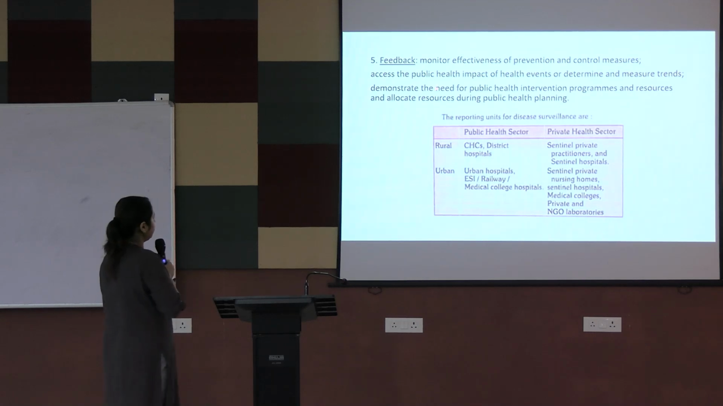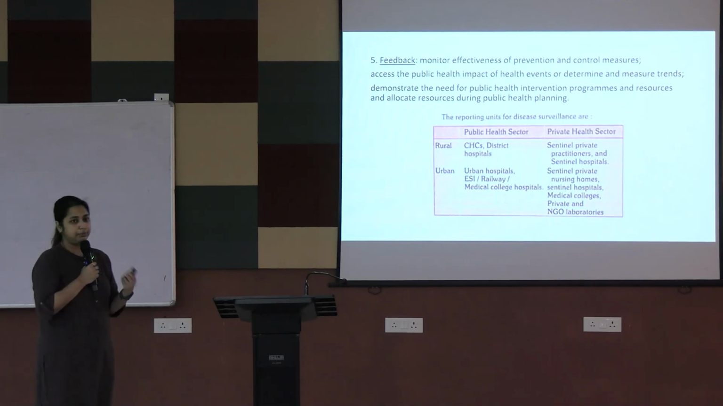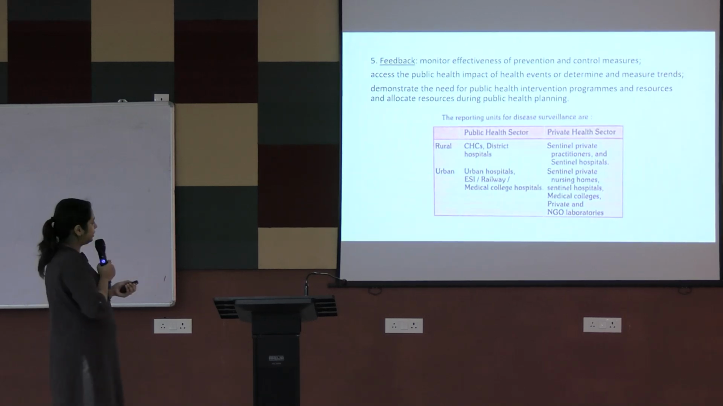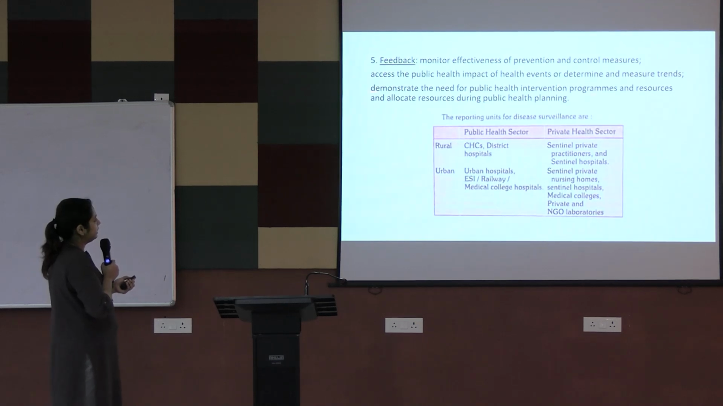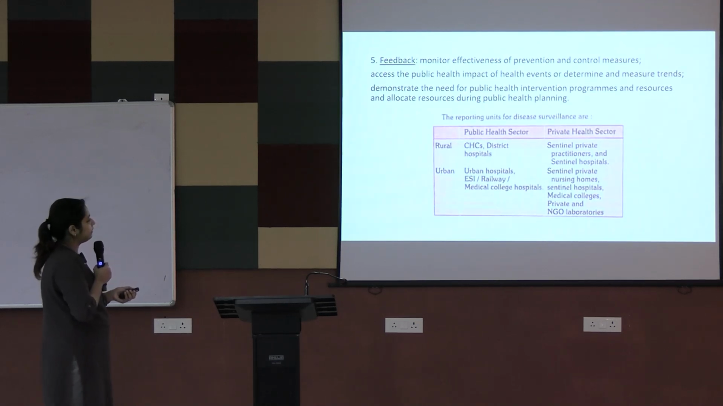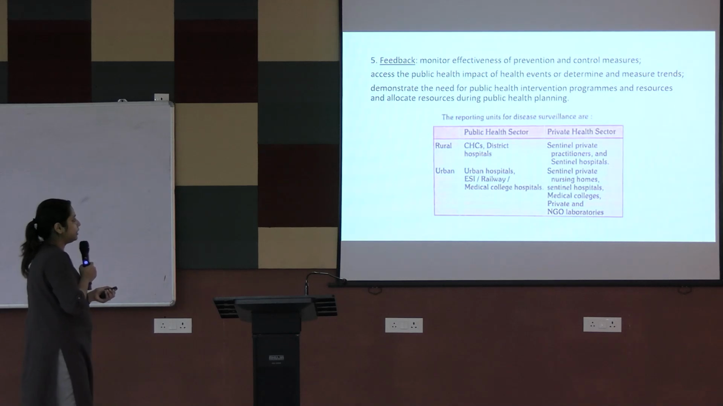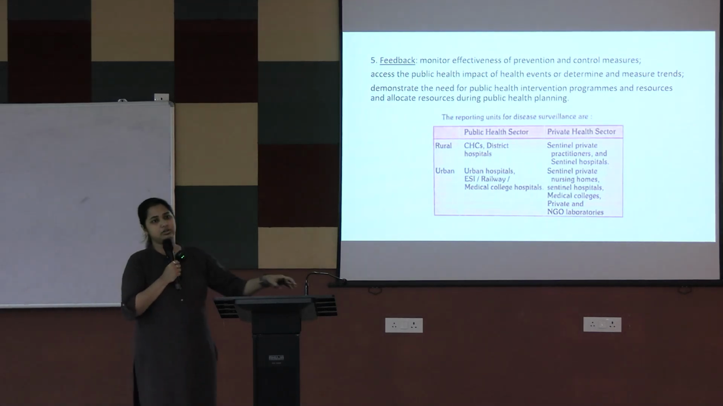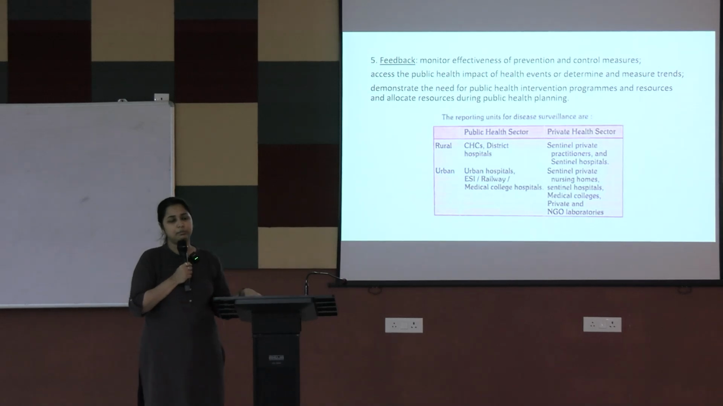And finally, the feedback. Monitor the effectiveness of prevention and control measures. Whatever prevention and control measures the rapid response team is providing, you monitor that. Assess the public health impact of the health events and demonstrate the need for public health intervention programs, and allocate resources during public health planning. So from the center only the feedback trickles down, and all the help is allocated towards any area that is seeing an upward trend of the disease.